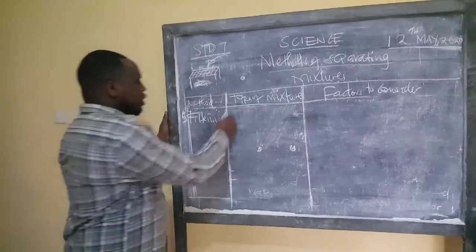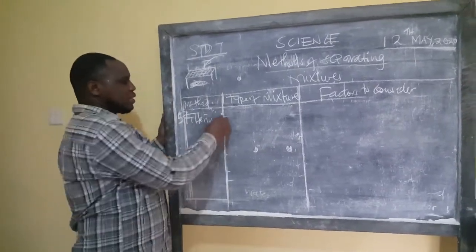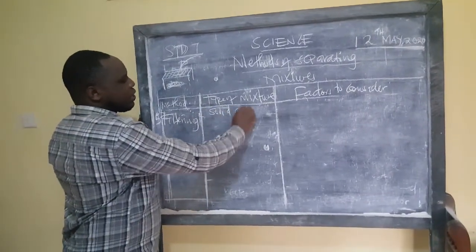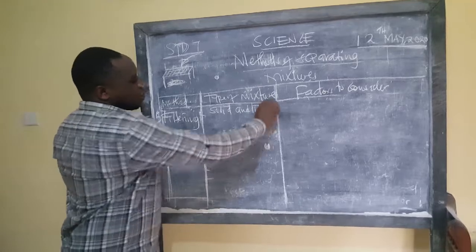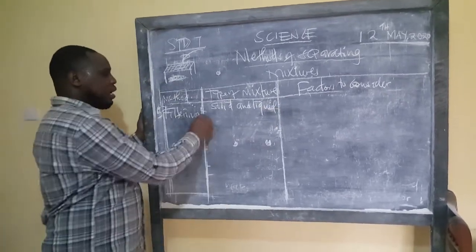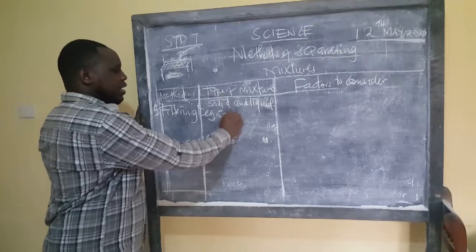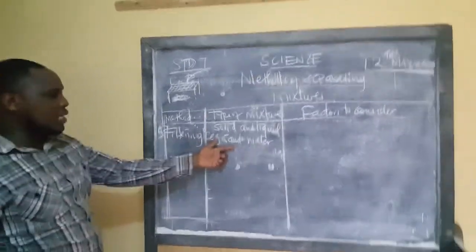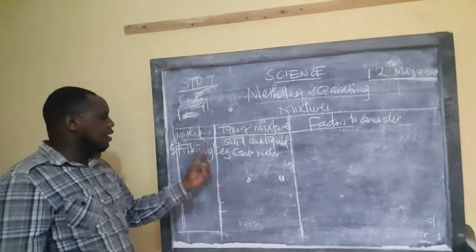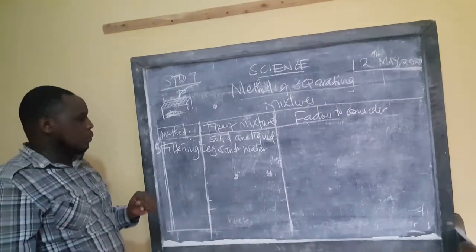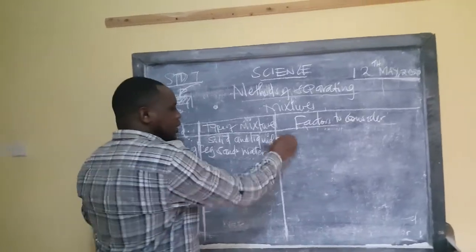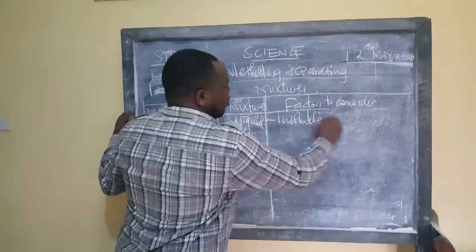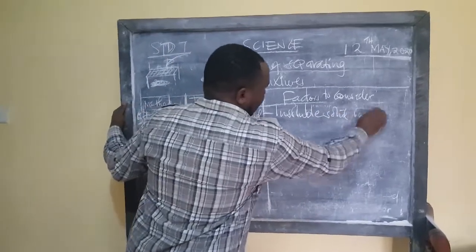So what are we separating here? The type of mixture we are separating in this is a solid and liquid mixture. A good example is sand and water. If you want to separate sand and water, you can use filtering method. So what are we doing? The factors we are considering is insoluble solid in a liquid.